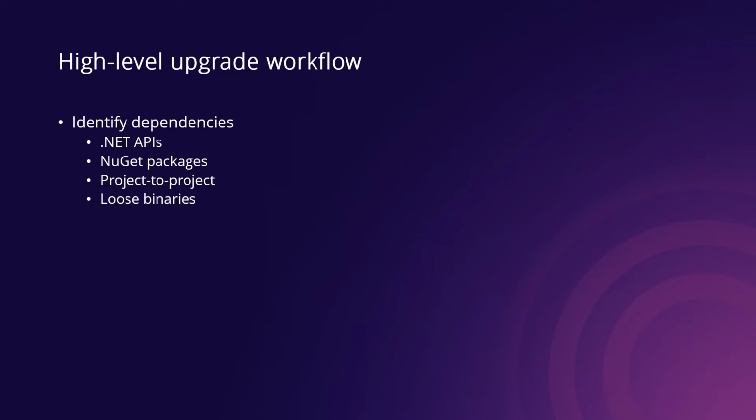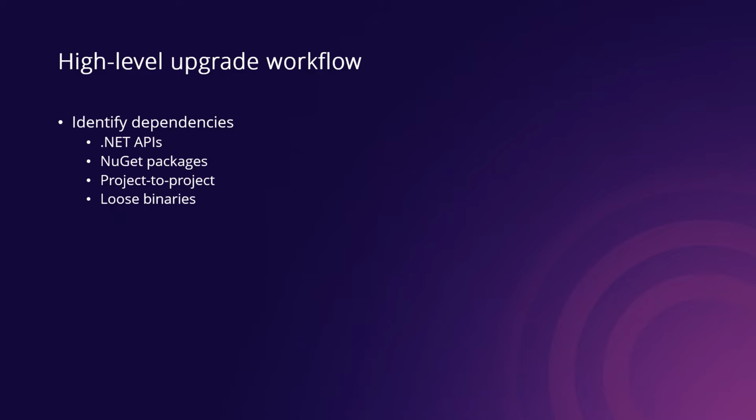When you think about upgrading to .NET 7, you want to start with some analysis so that you understand what you're getting into. There are some upgrades that are very fast. You can be done in an afternoon. There are other upgrades that might take weeks or months to finish. And largely the difference between those will be the sorts of dependencies that you have. So you want to understand what dependencies you have that may not be available on .NET 7. This might be .NET APIs that aren't available, or it could be NuGet packages that you need to update the version for or find an alternative for. It could be project-to-project dependencies within your own code base, or even loose binaries.